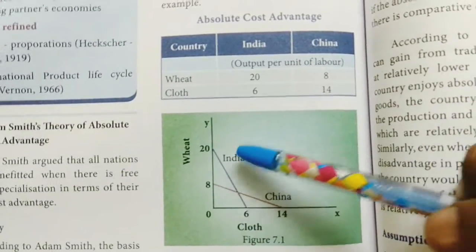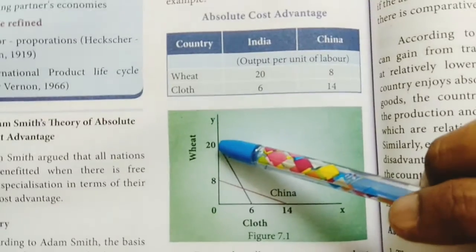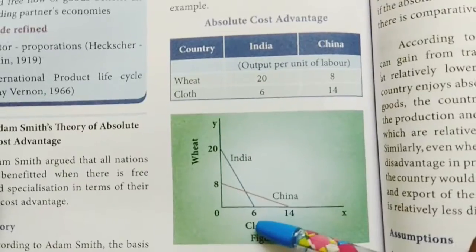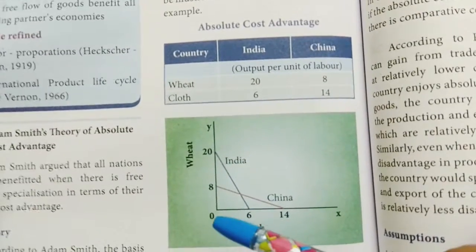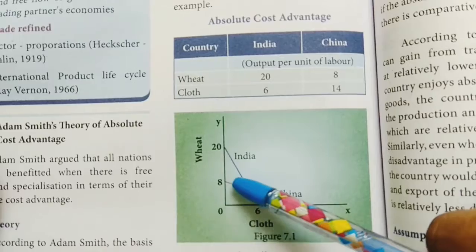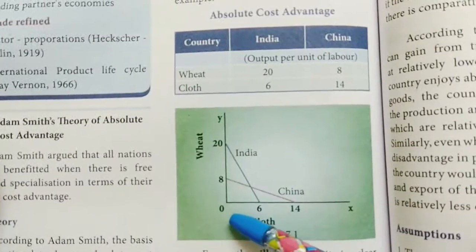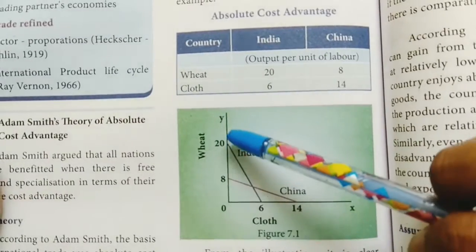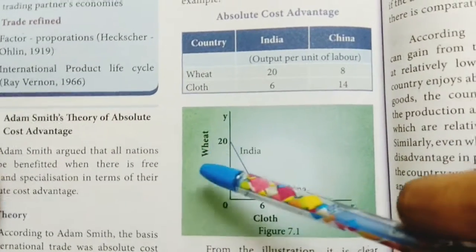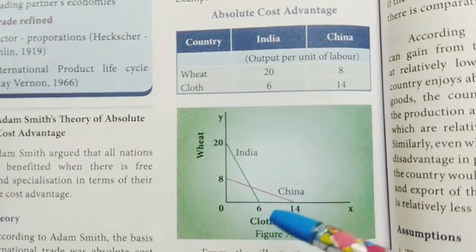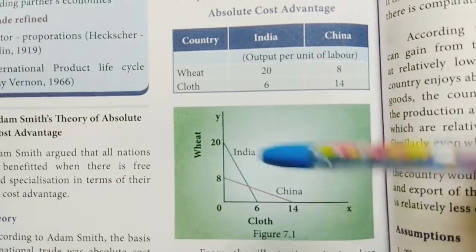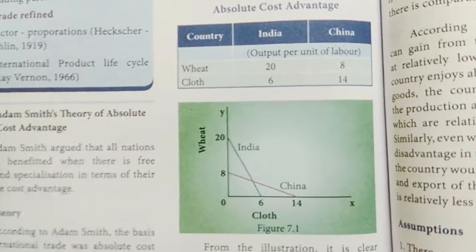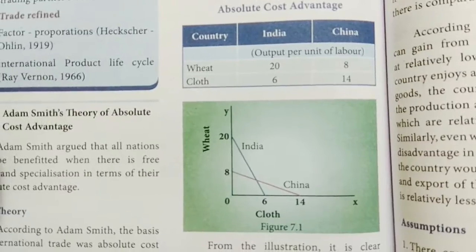Look here, with 1 unit of labor, India can produce 20 kg of wheat, or 6 meters of cloth. From China's point of view, China can produce 8 kg of wheat with one unit of labor, or 14 meters of cloth. So India wants to produce wheat and export it to China and import cloth from China. China wants to import wheat and export cloth. This is called the absolute cost advantage theory of Adam Smith.